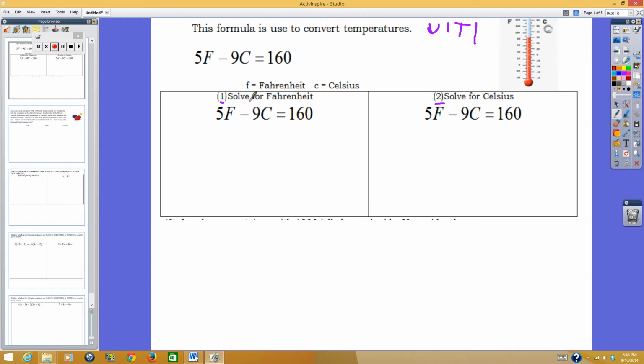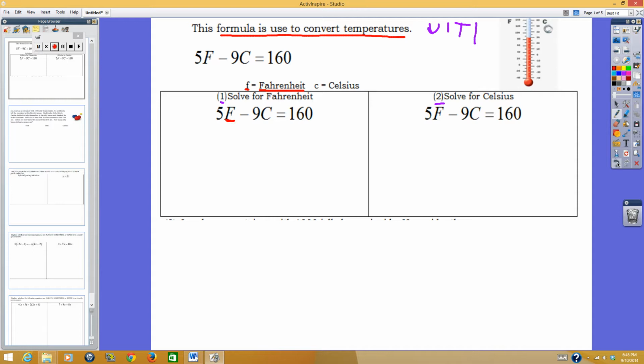So number 1, they want us to solve for Fahrenheit, right? We've got this formula that they're telling us they use to convert temperatures, and number 1 wants us to solve for Fahrenheit. Fahrenheit right here, they tell us that Fahrenheit is our variable f, right? So they want us to solve for Fahrenheit. I'm going to solve for f.